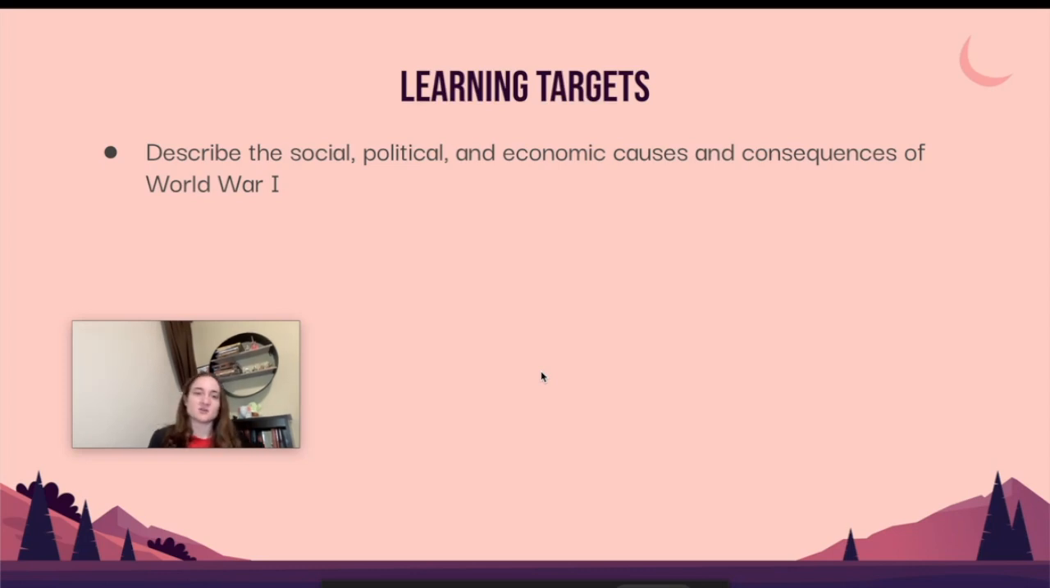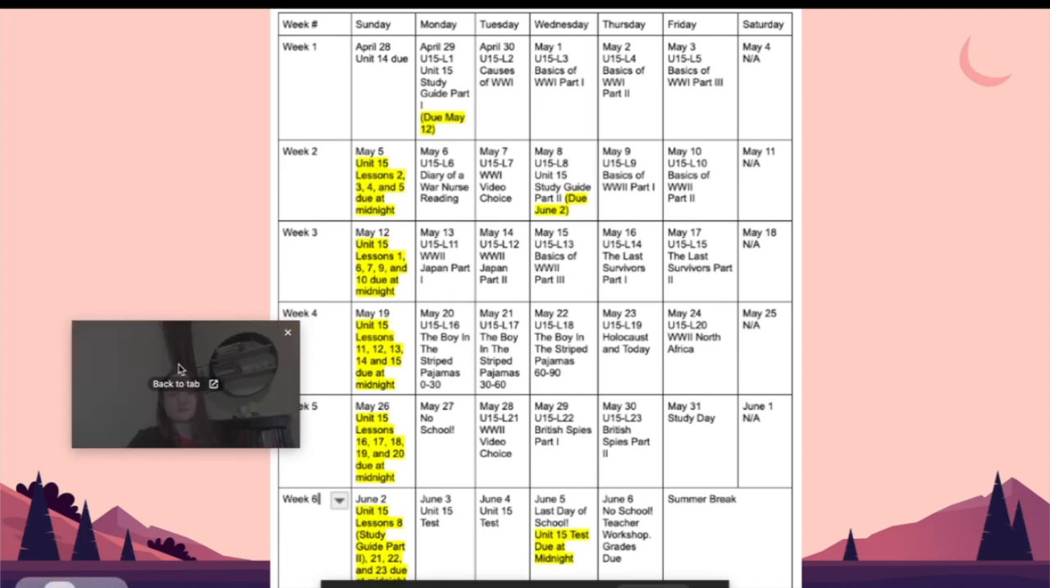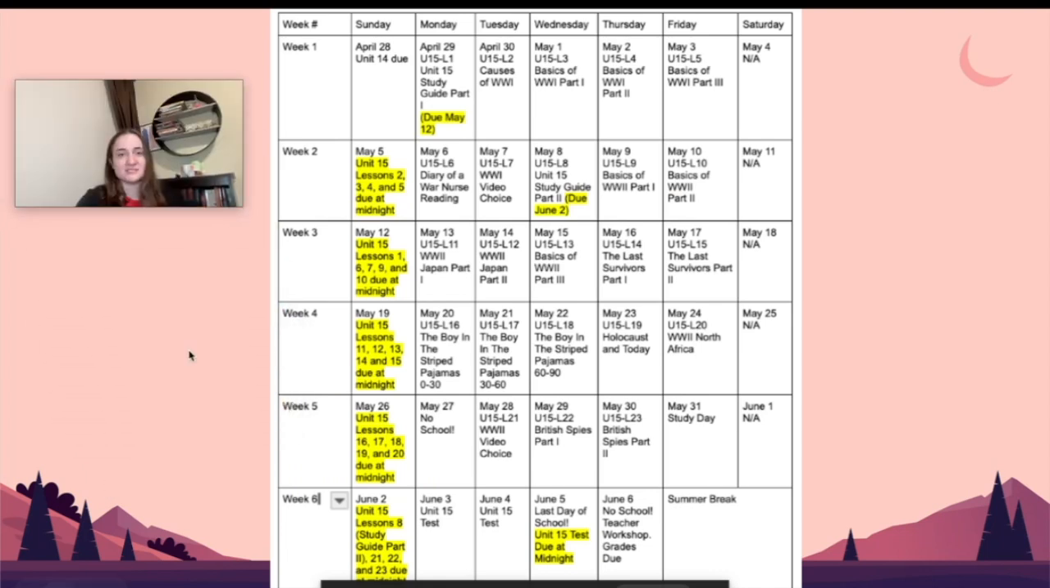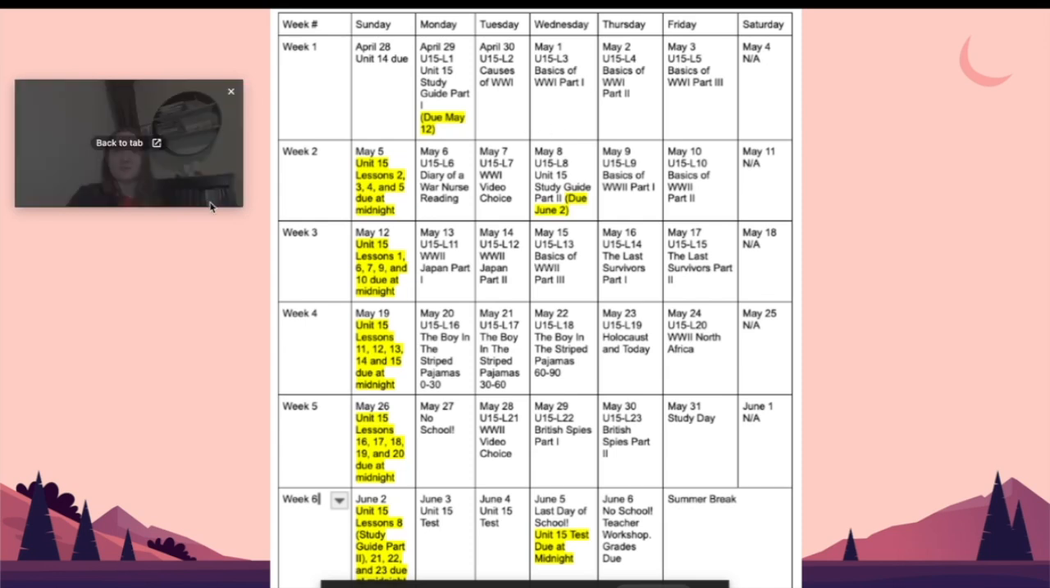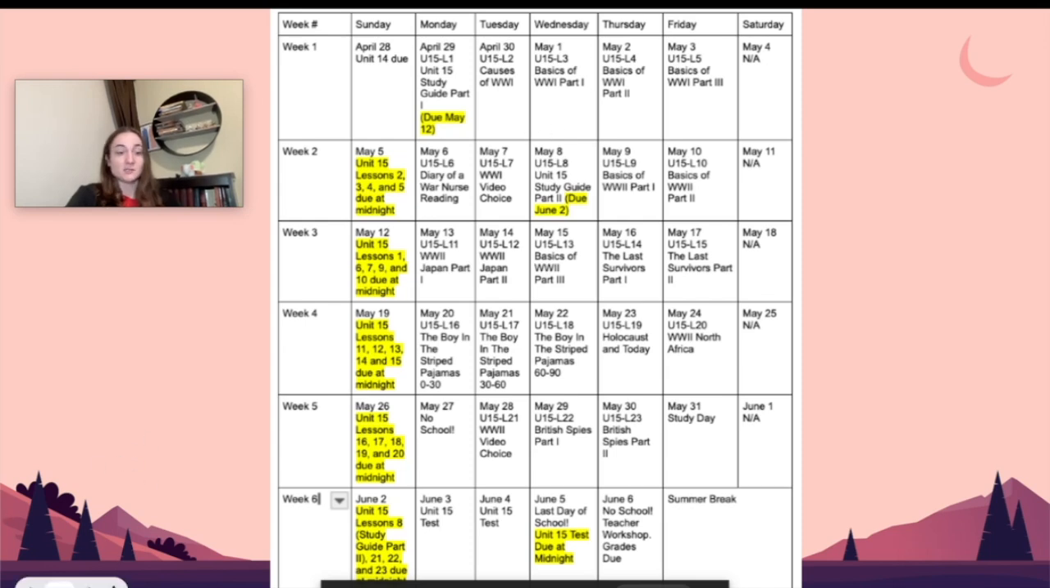So the learning target: describe the social, political, and economic causes and consequences of World War I. All right, so first let's look at this calendar for today. This is the calendar for the next 6 weeks. Yes, that's right, it literally goes to the end of the school year, which is hard to believe. So here we are in week 1, right here on U15-L3, Basics of World War I, Part 1.